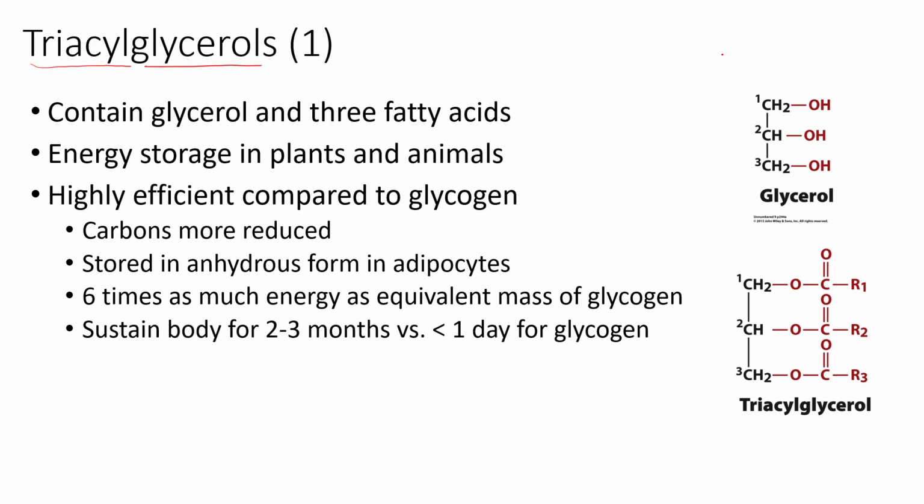So we have a picture of glycerol over here on the right. Glycerol is a 3-carbon chain, and each of those carbons has an alcohol on it, a hydroxyl group. So you can think of each of those hydroxyl groups as potential attachment points for other groups, often through an ether linkage, but not always. And when we're talking about a triacylglycerol, we do see that ether linkage.